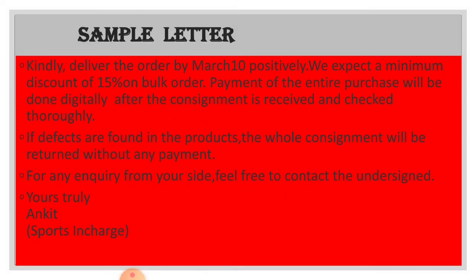Then you write, kindly deliver the order by March 10, positively. We expect a minimum discount of 15%. Now, when you are telling them that the order is to be delivered by March 10th or the end of this month, you can also include the timings, that it should be delivered during the official time when you are present in the school. And because it's a bulk order, it should be around 15% discount, or otherwise it could be 5 or 10% discount that you always expect because you are a regular customer also.